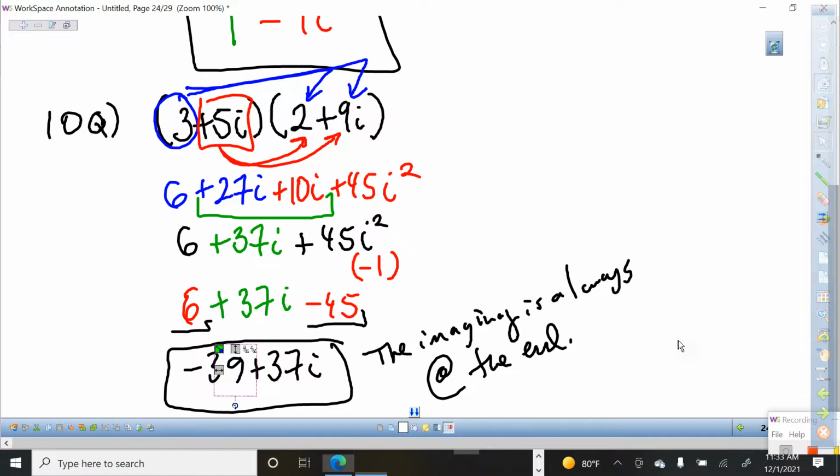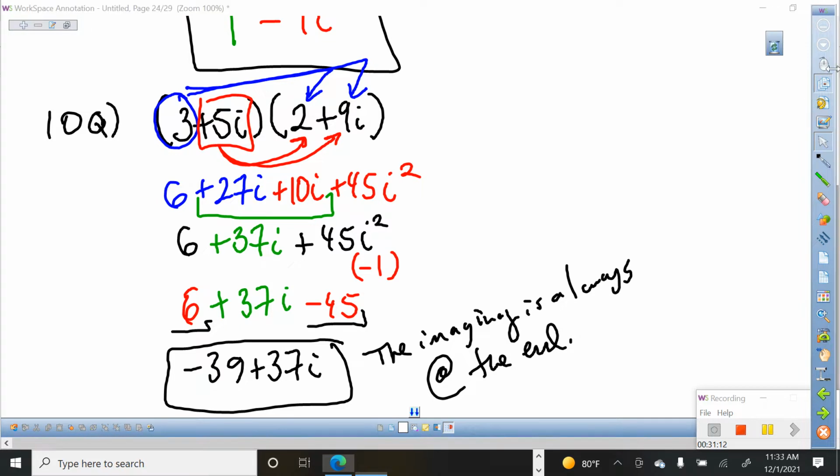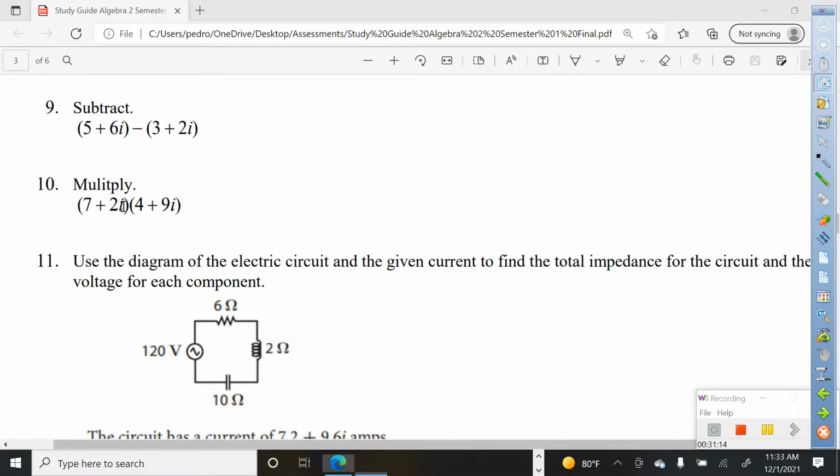I love technology. Let's go. So, on your study guide, go to number 10. Do number 10 by yourself to get that practice in here. Number 10 is on the screen, which is 7 plus 2i times 4 plus 9i. Once again, you're doing this one again. Try to not look at your notes so you can get the extra practice.